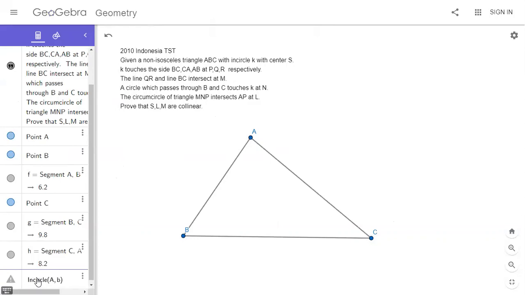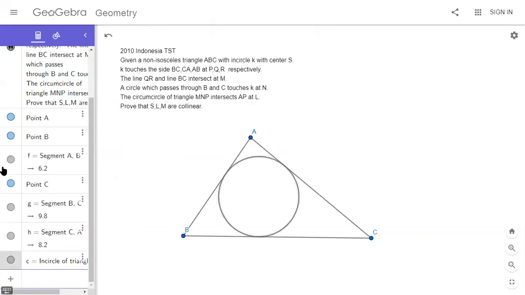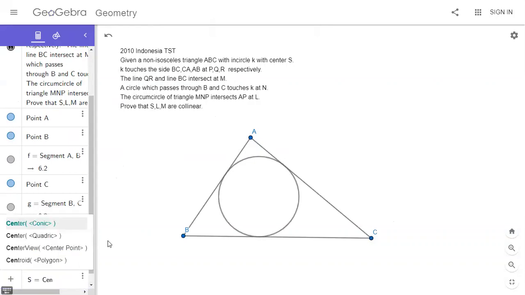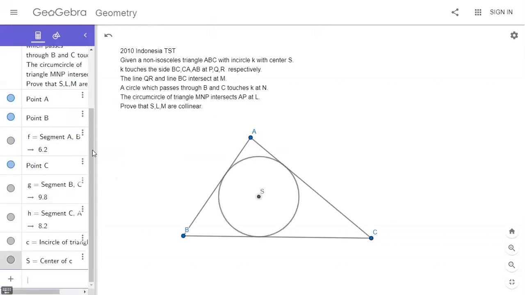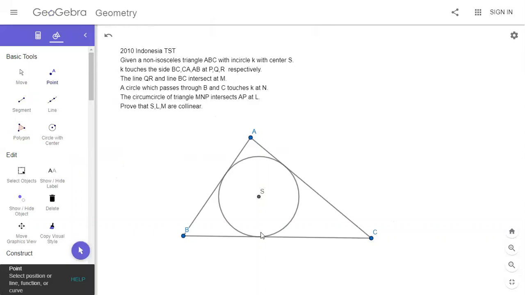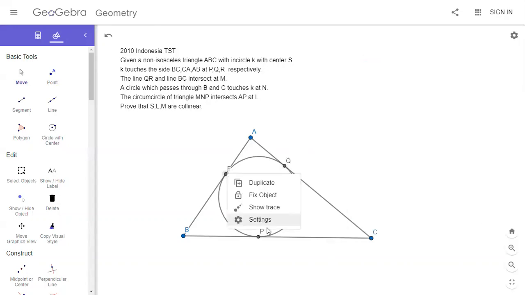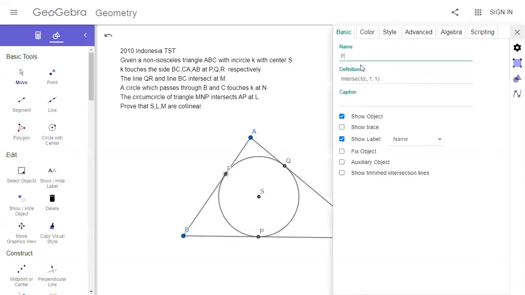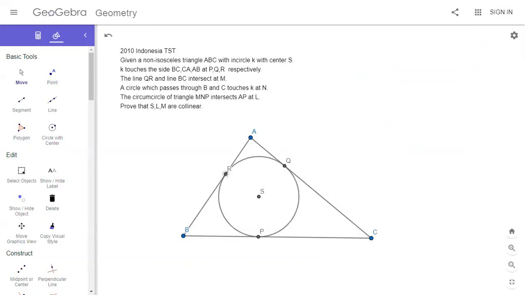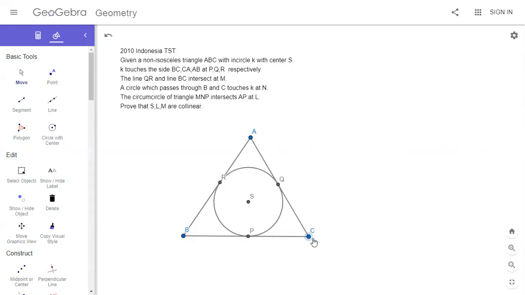And I'm going to draw the inner circle, and S is the center. And it touches the sides at P, Q, and R. So I'm going to have to rename these. And then QR and BC intersect at M.